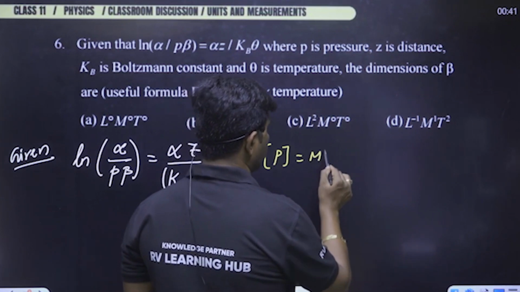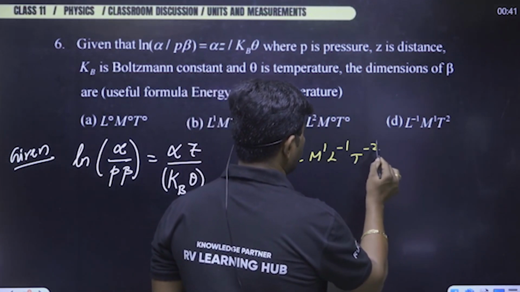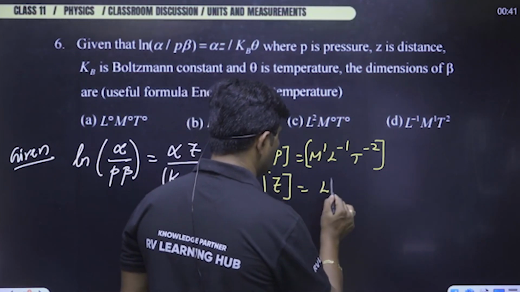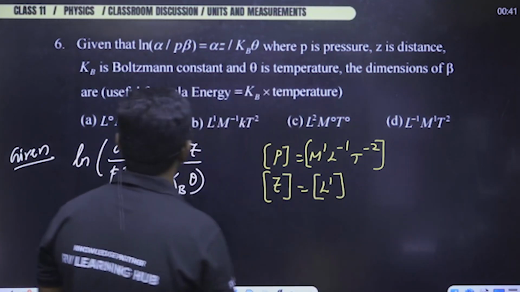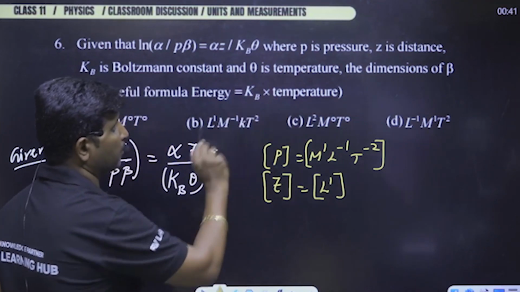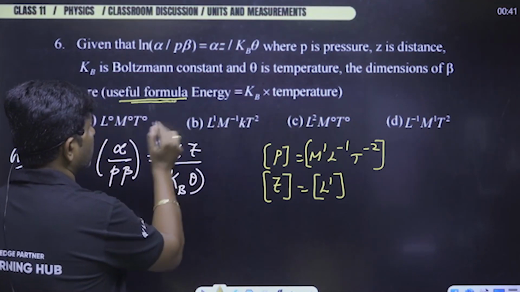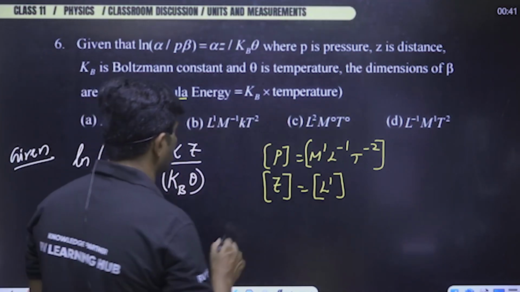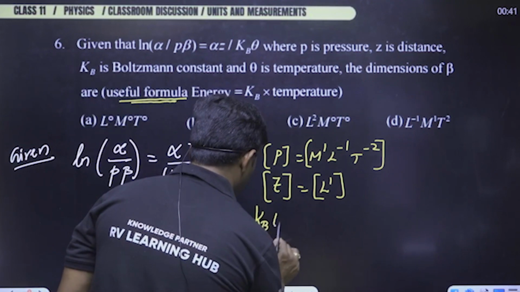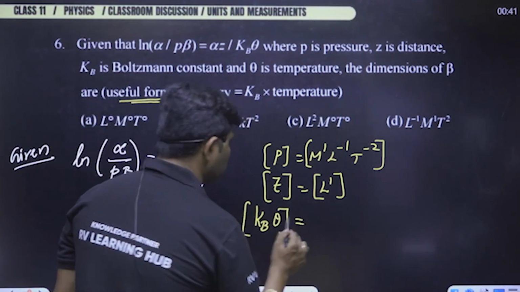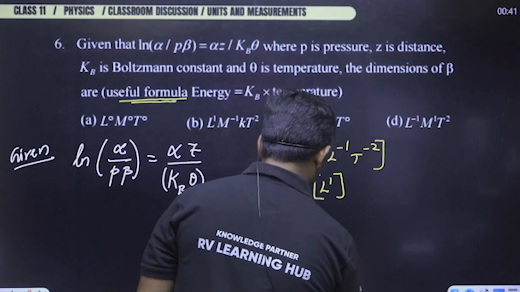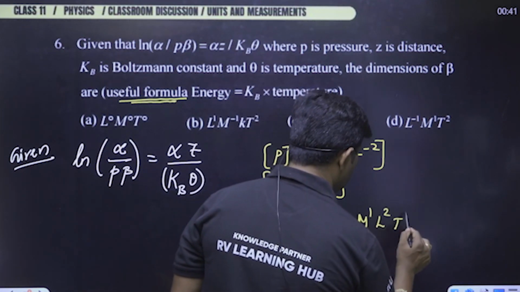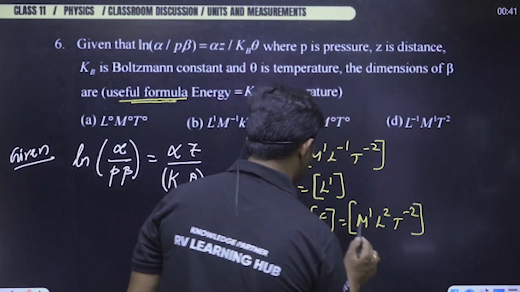Pressure will have the dimensional formula M power 1, L power minus 1, T power minus 2. And Z will have the dimensional formula L to the power of 1. Kb is Boltzmann's constant, theta is the temperature, and in the bracket they have given: use the formula energy is equal to Kb into temperature. Therefore, the dimensional formula of Boltzmann constant into temperature is nothing but the dimensions of energy. Energy will have the dimension M power 1, L power 2, T power minus 2. Is it right or not?